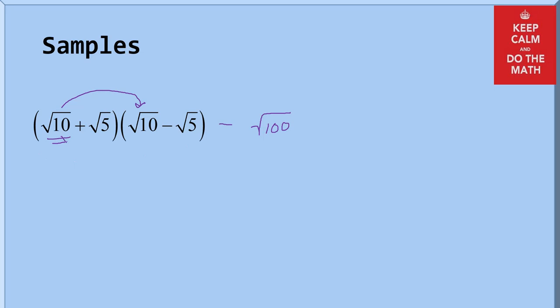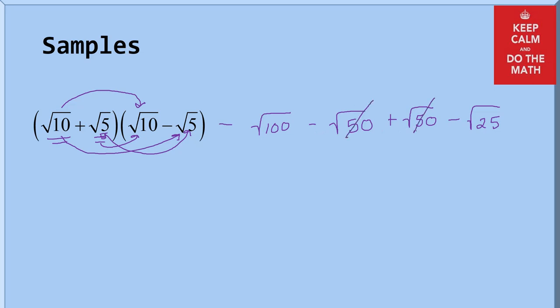Now take the square root 10, multiply it through the second term. So square root 10 times square root 5, it's going to be minus square root 50. Now we take the last term, square root 5, multiply it by the first term of the second parenthesis, and I get plus square root 50. And I finish by taking square root 5 times the last term, square root 5, so plus minus is minus square root 25. Now, square root 50 could be simplified, but I notice that I have minus square root 50 plus square root 50. So either way, they're going to equal 0.